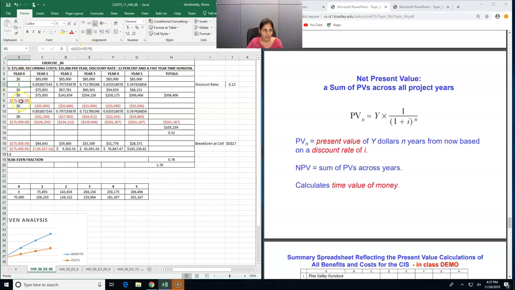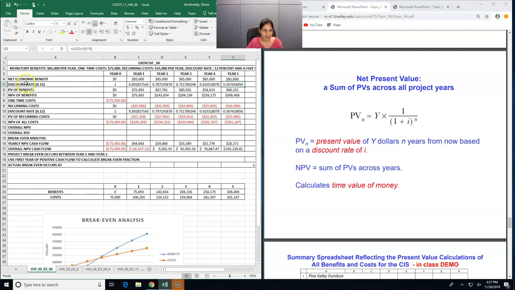I'm doing this for year 0, so my n will be 0. Similarly, 1 by (1 plus i) whole power 1, I'm doing this for year 1, so my n value will be 1. For year 2, it will be 2. For year 3, it will be 3. For year 4, it will be 4. And finally for year 5, it will be 5.